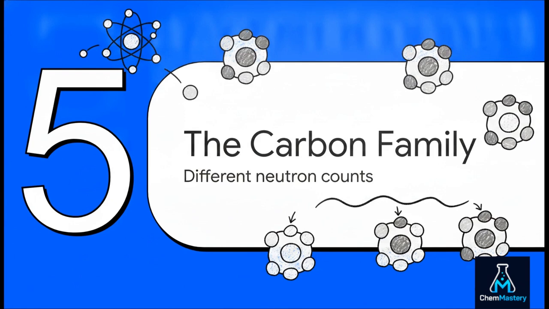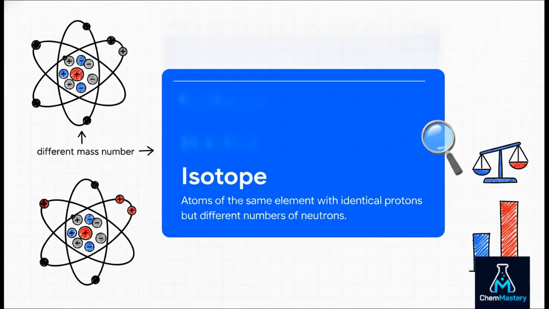Which brings us to Section 5, Isotopes, the carbon family. Let's look at atoms with different neutron numbers. So what happens if we mess with that recipe we talked about earlier? This brings us to a crucial definition. Isotopes are basically variations of the exact same element. Because they have the same number of protons, their actual elemental identity doesn't change at all. However, they carry a different neutron payload, which means they have different mass numbers.